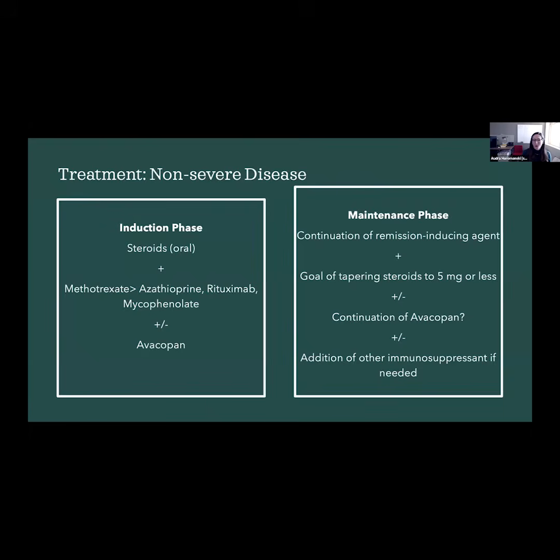Similarly, at this point, I'm offering it to all patients with both severe and non-severe disease, because both groups were tested within that clinical trial.